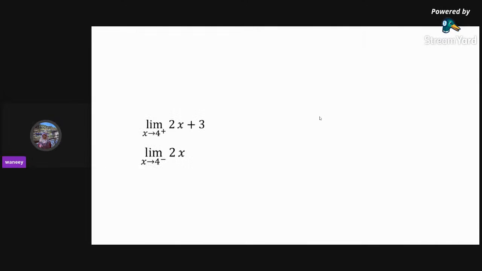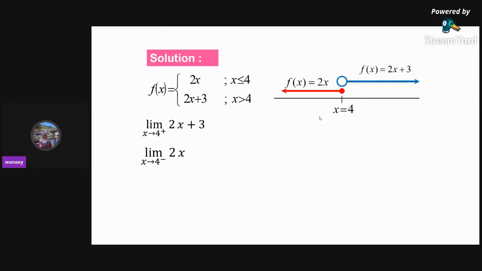Normally what I do is I'm going to sketch or draw a number line for them first. Okay, so I got two functions over here. 2x for x less than or equal to 4. As you can see, this is for x equal to 4. So starting from 4 and below, the function is 2x. For x more than 4, starting from 4 going into the right hand side, the function is 2x plus 3.